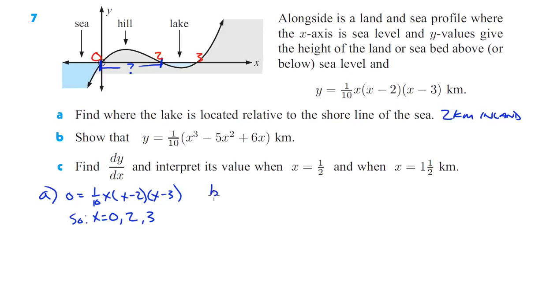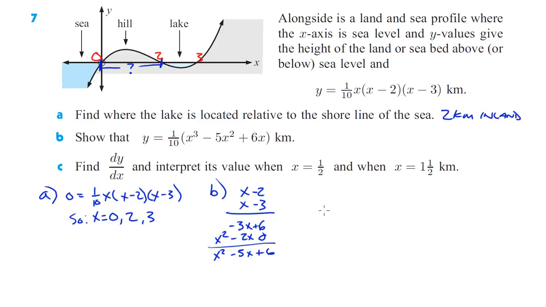So again, show basically means take us through the process on how you do that. So let's do x minus 2 times x minus 3. I'd like to do that part first and then multiply it all by 1/10 at the end. Negative 3 times negative 2 is 6. Negative 3 times x is negative 3x. That's positive 6. X times negative 2 is negative 2x. X times x is x squared. So we get x squared minus 5x plus 6.